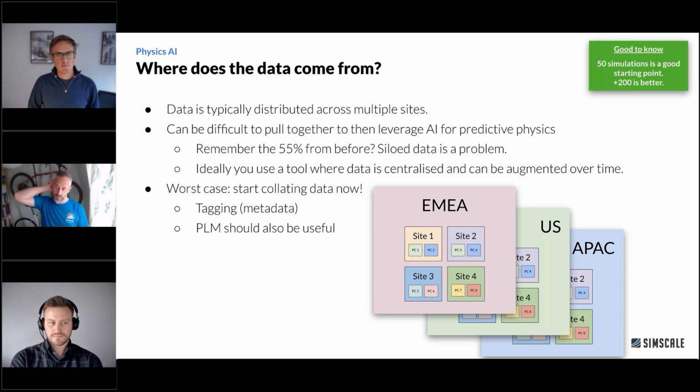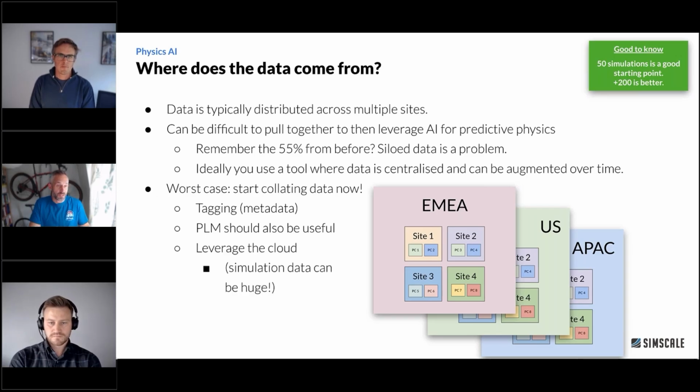So I said just a second ago that 50 simulations is good. It's a good starting point for physics AI. Moving into the hundreds makes sense, obviously better. Once we're past 200, then we should have a really nice design space where we can start to do really trustworthy physics predictions.